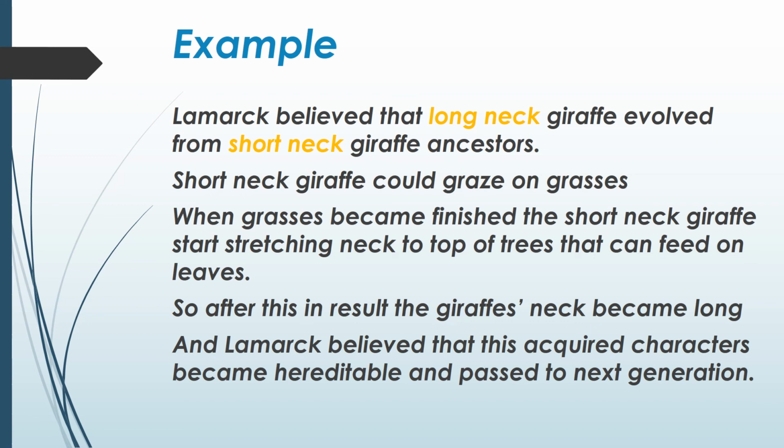So these were the two points of Lamarckism. He gave the example of snakes for use and disuse, and for inheritance of acquired characteristics he gave the example of short-necked and long-necked giraffes. Lamarck's theory emphasizes biological needs, that organisms have some biological needs and they acquire the characteristics.